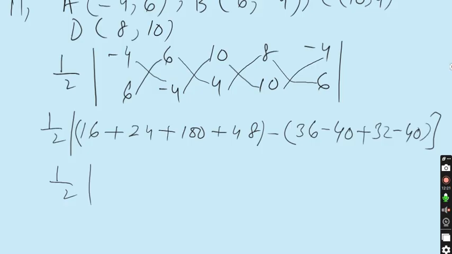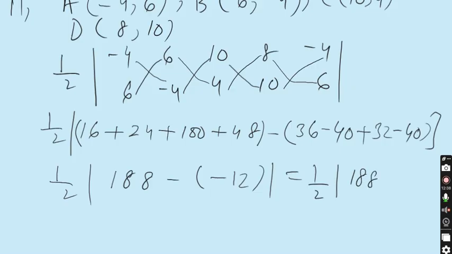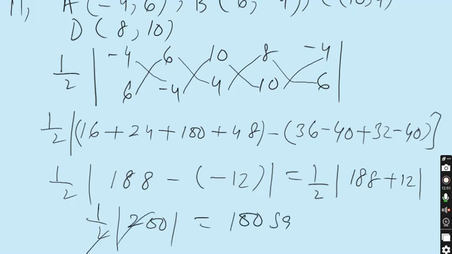16 plus 24 plus 100 plus 48 is 188. 36 minus 40 plus 32 minus 40 is -12. 188 minus, minus 12. 188 plus 12 is 200. And 200 upon 2 is 100. So 100 square units is our final answer of part 2.